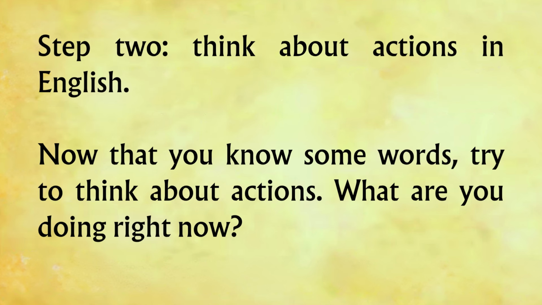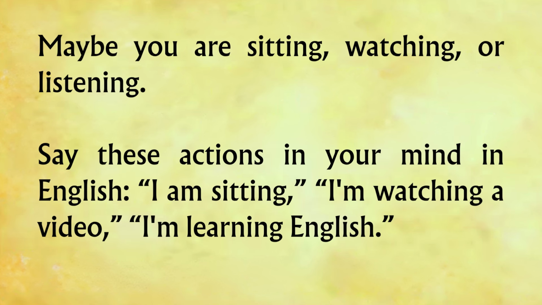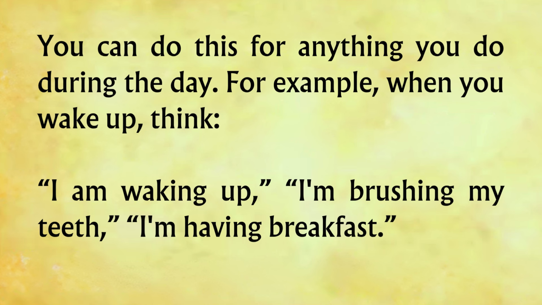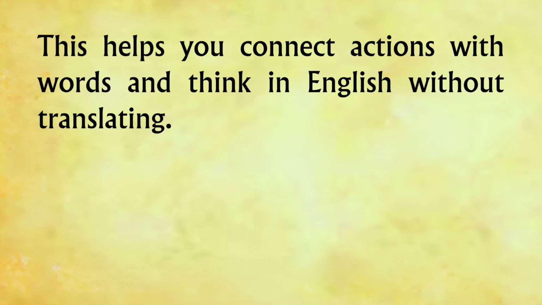Step 2. Think about actions in English. Now that you know some words, try to think about actions. What are you doing right now? Maybe you are sitting, watching, or listening. Say these actions in your mind in English. I am sitting, I'm watching a video, I'm learning English. You can do this for anything you do during the day. For example, when you wake up, think, I am waking up, I'm brushing my teeth, I'm having breakfast. This helps you connect actions with words and think in English without translating.